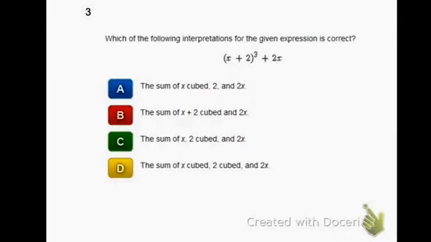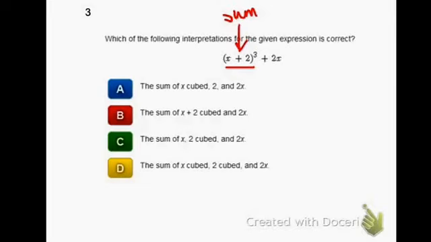Number 3. Which of the following interpretations for the given expression is correct? Now notice I've got parentheses around x plus 2, so that's read as the sum of x plus 2. So A says the sum of x cubed, 2, and 2x. So that's telling me I'm going to add x cubed, 2, and 3x. So that's not the answer.